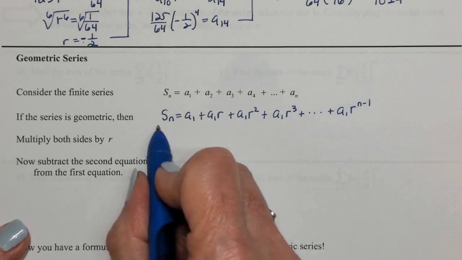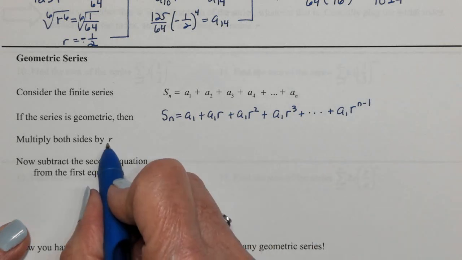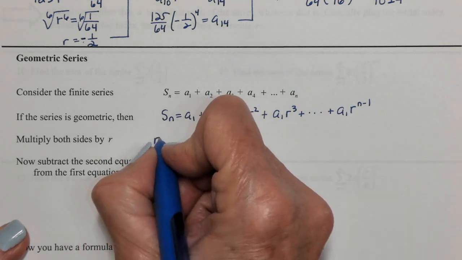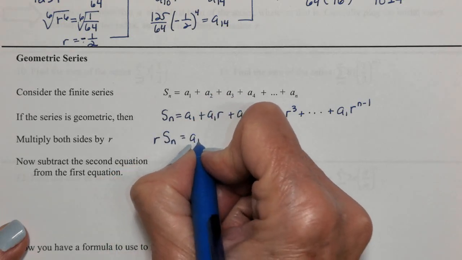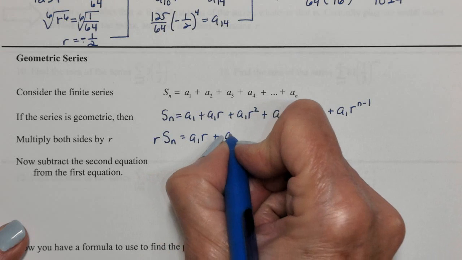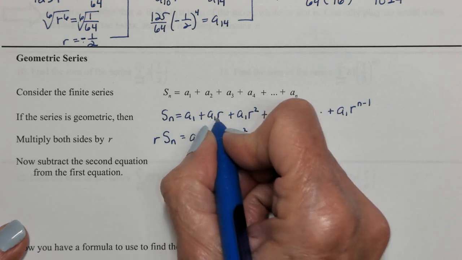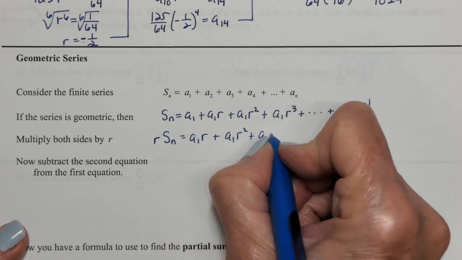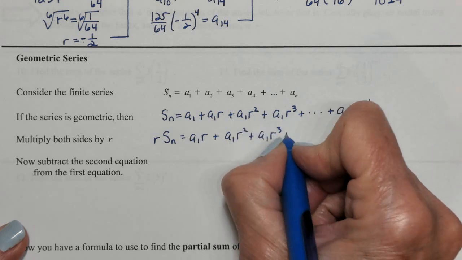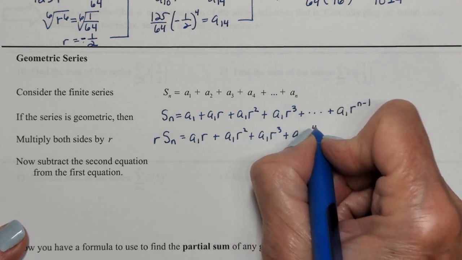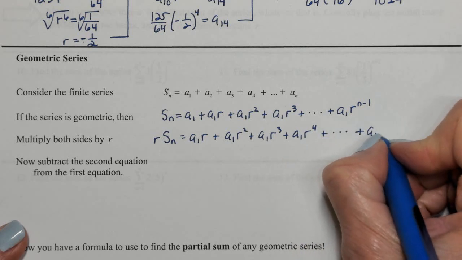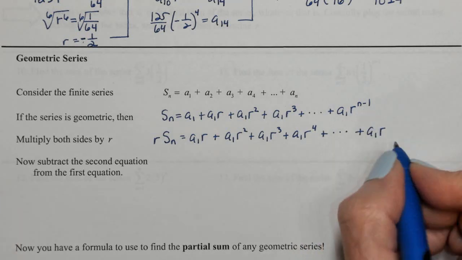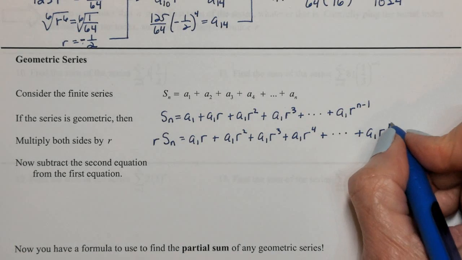If I take that equation and multiply both sides by r, I'm going to get r times s sub n is equal to a sub 1 times r plus a sub 1 times r squared plus a sub 1 times r cubed plus a sub 1 times r to the 4th plus ... This last one will be a sub 1. If I multiply it by another r, I'm going to get r to the n there.